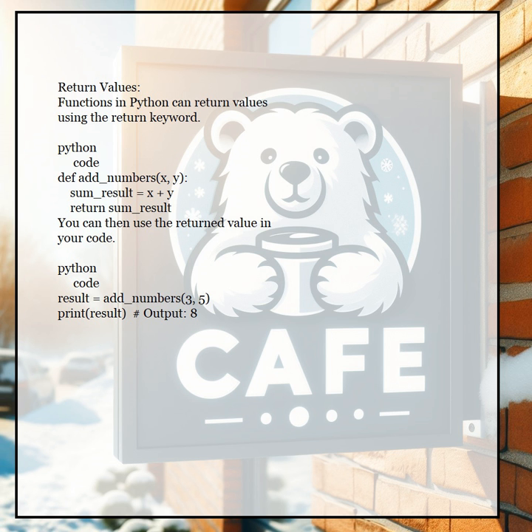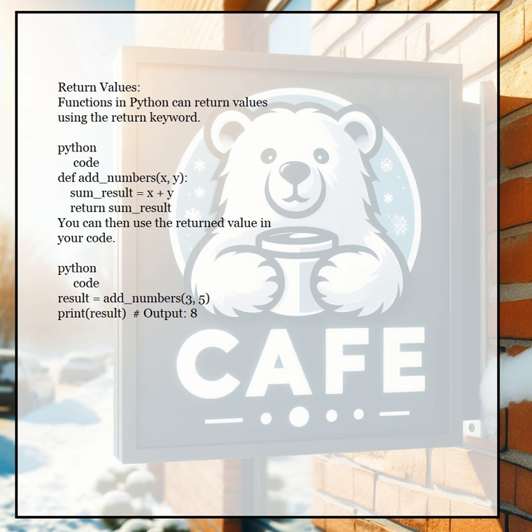Return values. Functions in Python can return values using the return keyword. Python code: def add_numbers(x, y): sum_result = x + y. return sum_result. You can then use the returned value in your code.